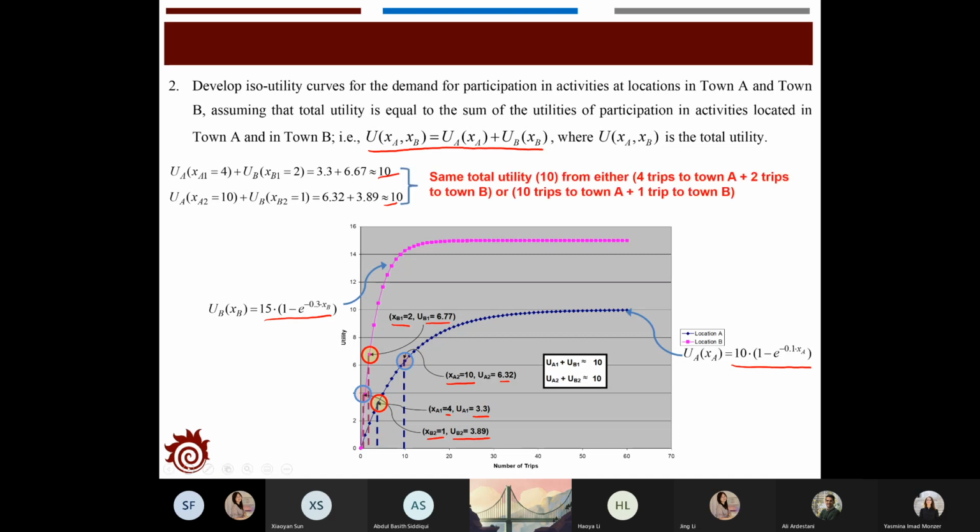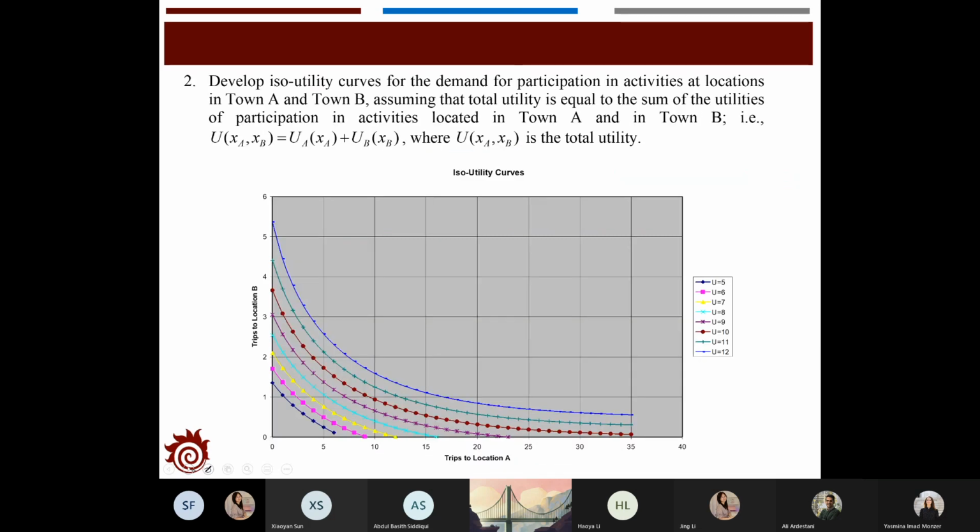This indicates that the total utility for the first combination, xa equal to 4 and xb equal to 2, is the same as the utility of another combination, xa equal to 10 and xb equal to 1. So these two points should fall on the same iso-utility curve. And you can continue searching all different kinds of combinations, and eventually you can draw the iso-utility curve.